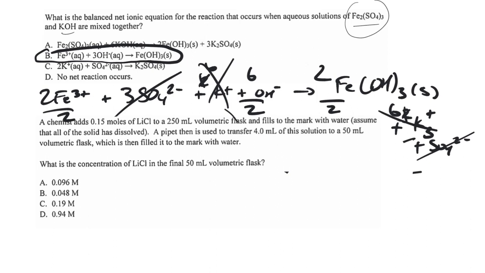So the last problem from this page here is: a chemist adds 0.15 moles of lithium chloride to a 250 milliliter volumetric flask, fills to the mark with water, assuming that all the solid dissolves. We then pipette 4 mL of that solution into a 50 milliliter volumetric flask and want to know the concentration of lithium chloride in the final 50 milliliter flask.